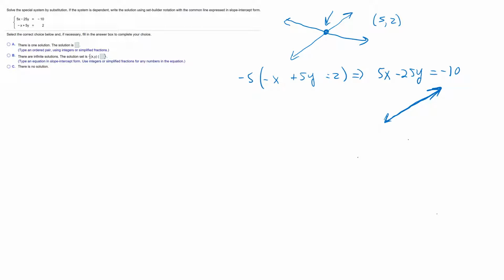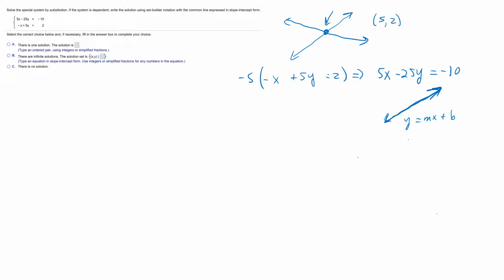And so of course we can't write an infinite number of ordered pairs. So the solution just turns out to be the line itself. It's the equation of the line. And we normally express it in slope-intercept form. So once we realize that these two equations are indeed the same and they're the same line, then we just solve one of them for y and we express that as the solution.